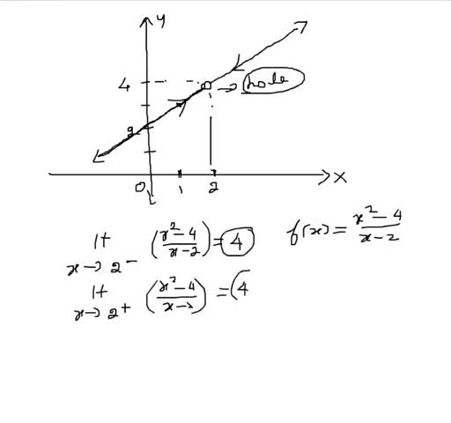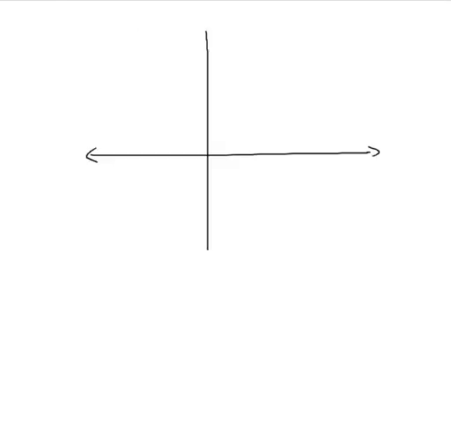In this case, the left-hand limit and the right-hand limit both are equal. Therefore, we say that the limit x tending to 2 of this function exists. If they are not equal, the limit does not exist. If we write limit x tending to 2, that means 2 minus and 2 plus both are included. For example, consider the graph of signum function.